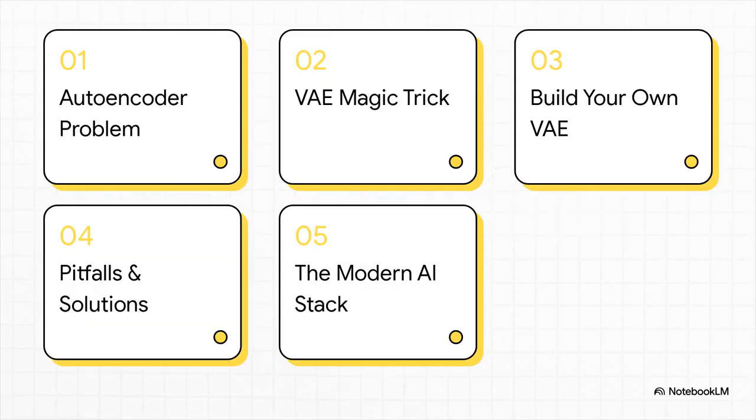Okay, let's dive into this. We'll kick things off with the autoencoder problem, uncover the VAE magic trick, walk through exactly how to build your own, navigate some common pitfalls and solutions, and wrap up with the modern AI stack.